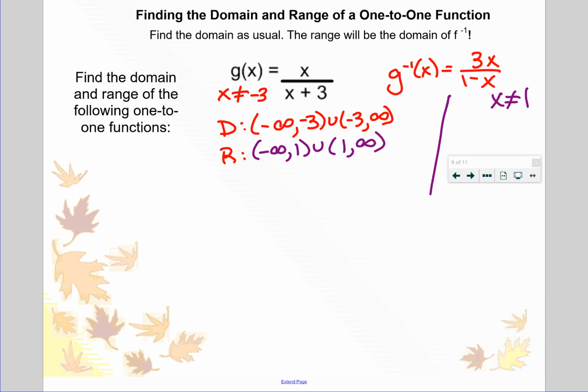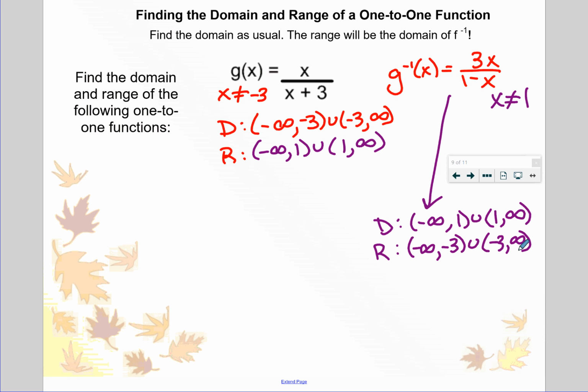If I want the domain and range of the inverse, they're just flipped. The domain of the inverse is everything except 1. The range is everything except -3. Okay, so if you're asked to find range of a function, it means you're going to find the inverse and find the domain of that.